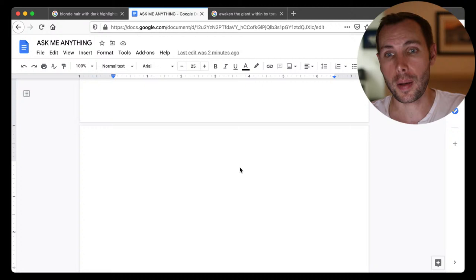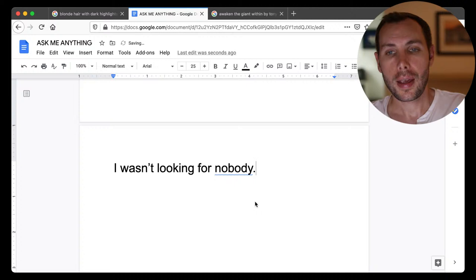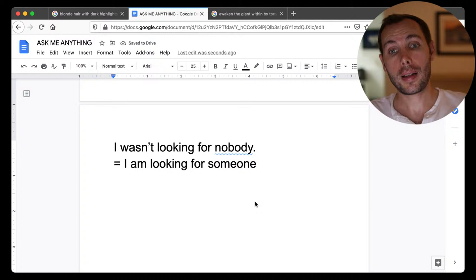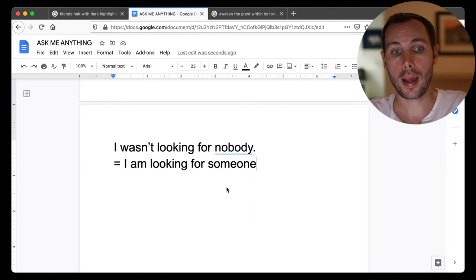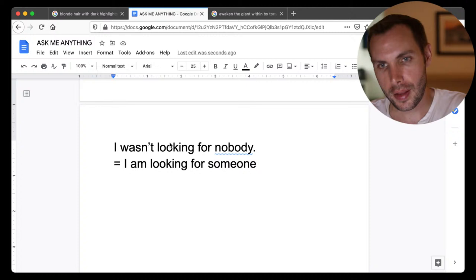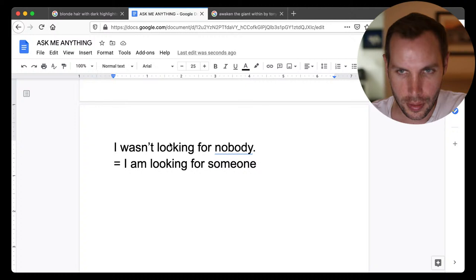So in this case, I wasn't looking for nobody. I wasn't looking for nobody. Now, if you are not looking for nobody, that means I am looking for someone. So this is the literal meaning. The literal meaning is that I'm looking for someone, somebody. Now this sentence sounds again kind of in the same category as ain't, a little bit lower class, so I wouldn't recommend that you say it like this.